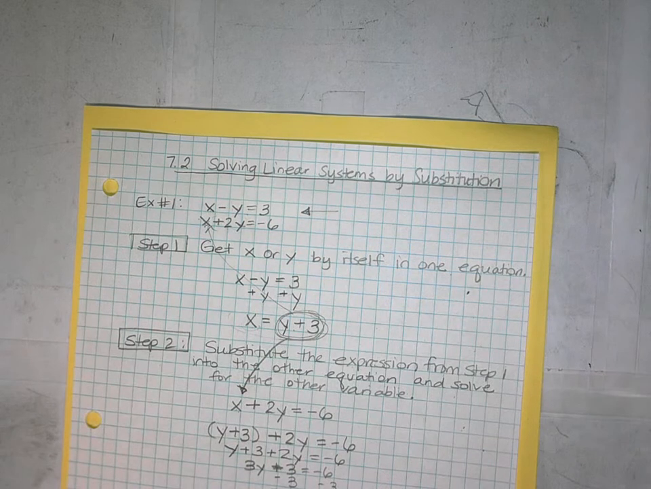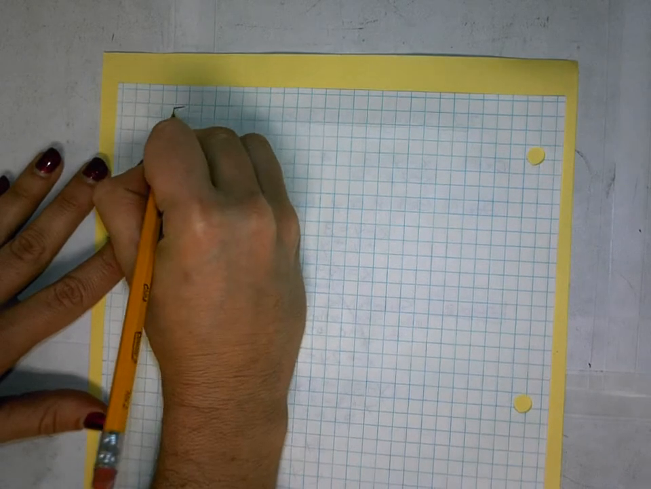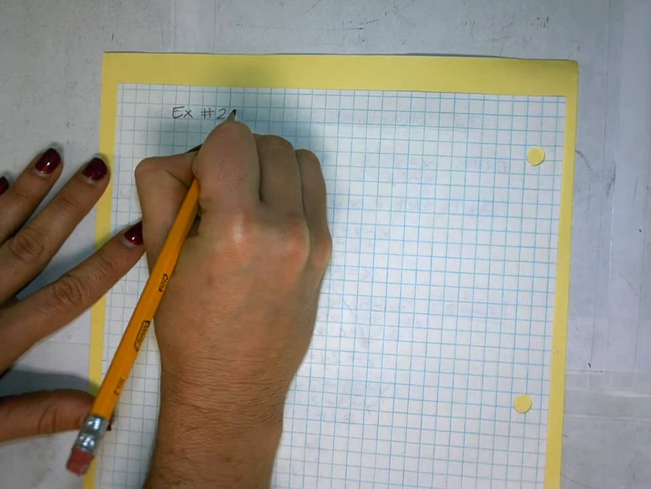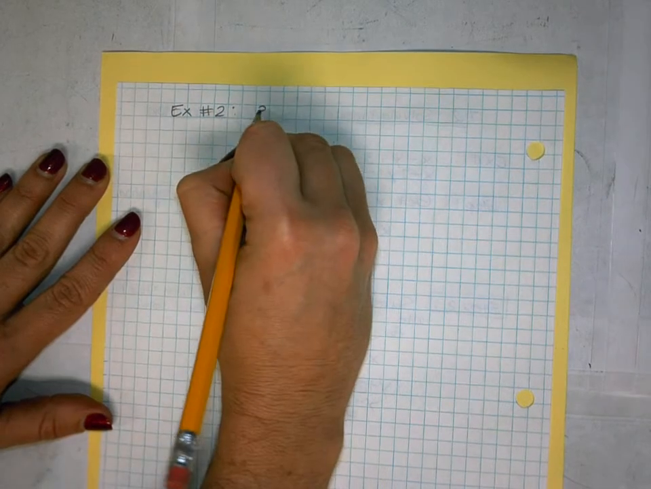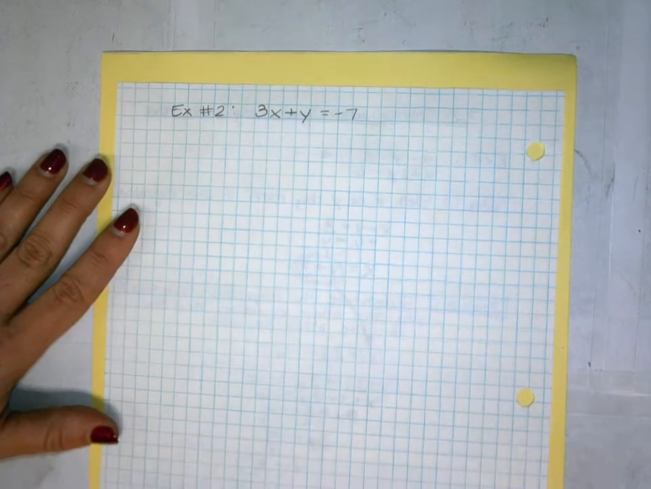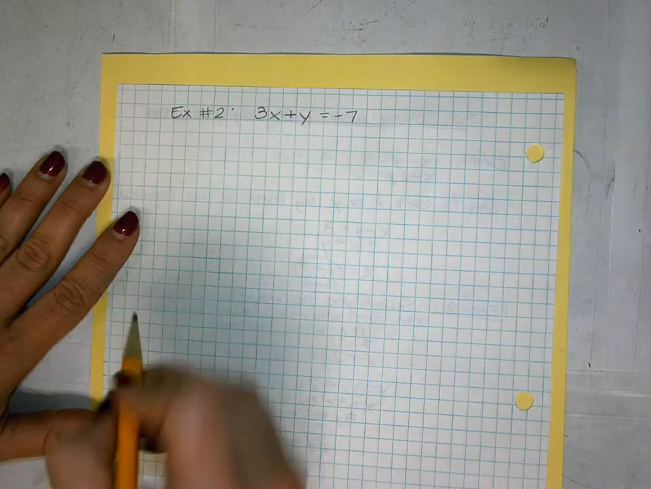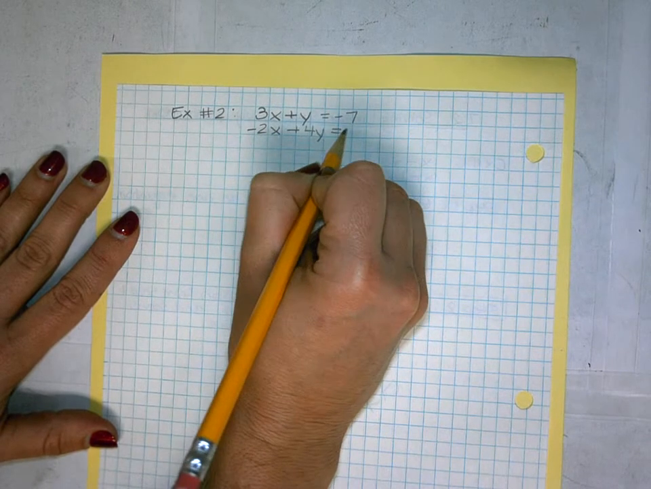I'm going to give you one more at this point. If you feel you guys are okay, you can pause this, or you can continue and watch another example. I want to give you a second example of one that's maybe not as easy. So I have 3x plus y equals negative 7. I'm going to move a little faster. And then negative 2x plus 4y equals 0.